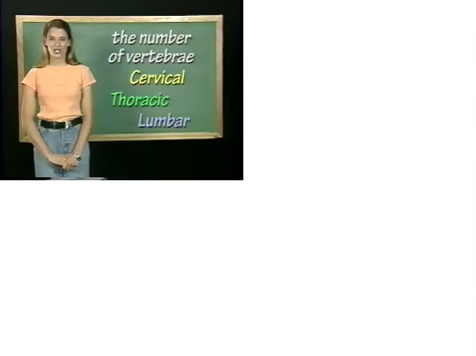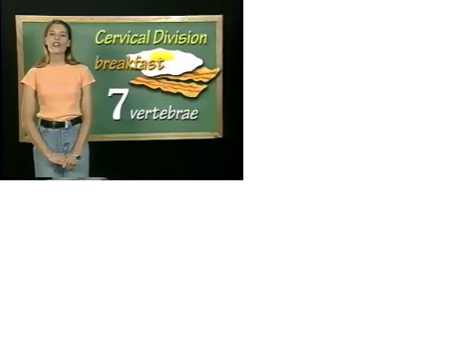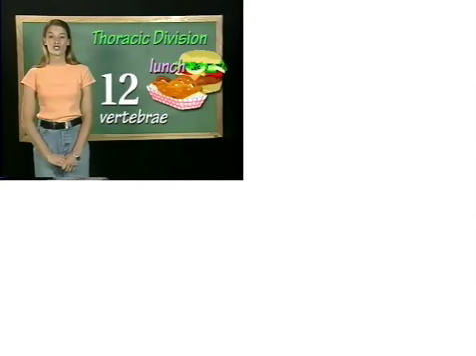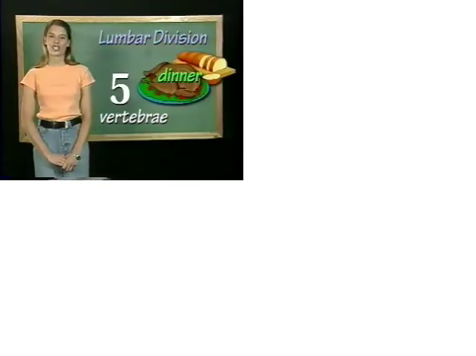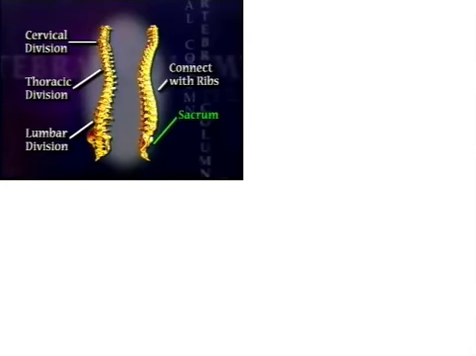To remember the number of vertebrae in these first 3 sections, think of the times most normal people eat breakfast, lunch, and dinner: 7 a.m., noon, and 5 p.m. Think of the cervical division as the breakfast division, with 7 vertebrae. The thoracic is lunch, with 12, and the lumbar is dinner, with 5 vertebrae. Pretty helpful, huh? Okay, the sacral division, or the sacrum, contains 5 vertebrae.